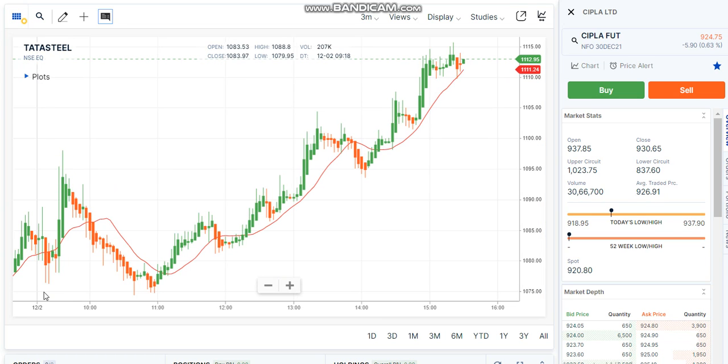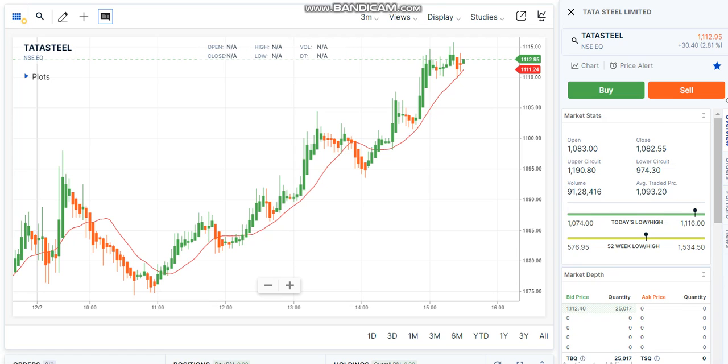Since yesterday, TATASTEEL has made an up rally. Approximately how much was the up rally? 30 points from the previous close. So we can expect another 20 to 25 points up rally, either in that manner, or it might open with a little gap down of around 20 to 25 points, and then from there it might go with the up rally.